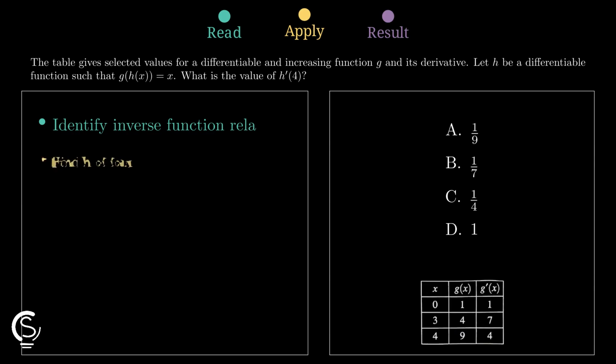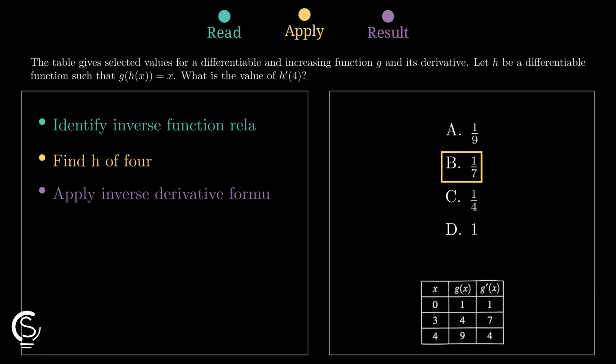Finally, use the inverse derivative formula. 1 over g prime of 1 is 1 over 7. Option B is the winner.